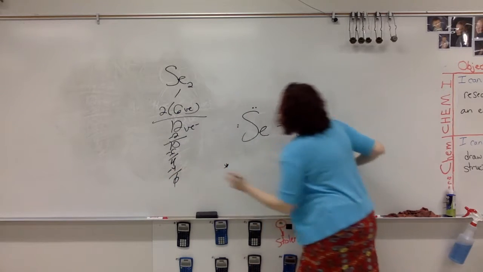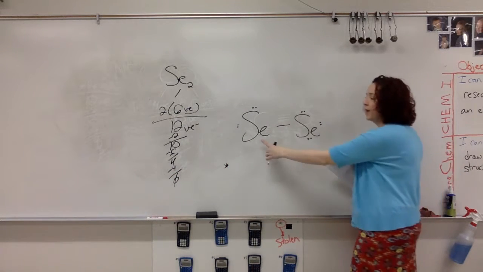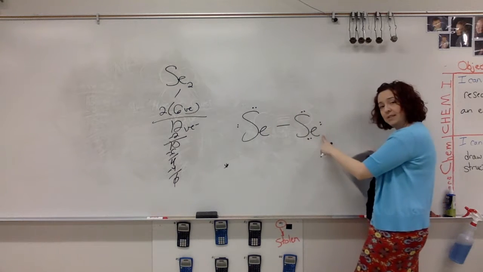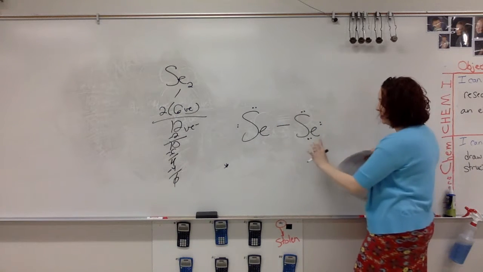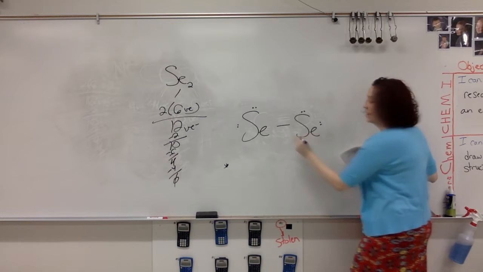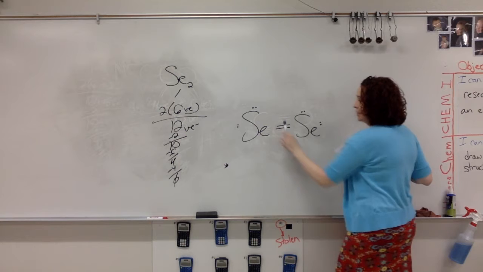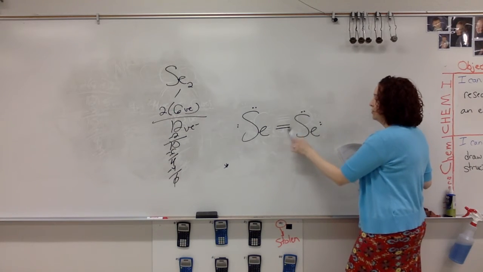Okay, so I'm all out of dots. My central atom selenium is not happy, 2, 4, 6. So the happy selenium is going to go, oh, poor baby, here's what I'm going to do. I'm going to take one of my lone pairs and share it with you. So selenium, 2, 4, 6, 8. The other selenium, 2, 4, 6, 8.